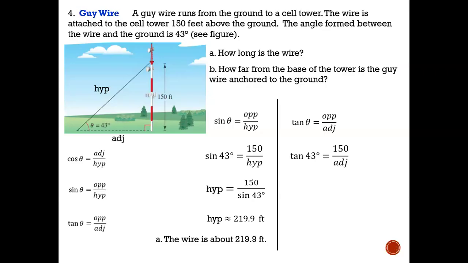So let me plug in what they had given me. And they gave me the angle 43 degrees. So that's tangent of 43 degrees is equal to the opposite side, which is 150 feet tall, divided by the adjacent. I want adjacent. So let me solve for adjacent, plug it into my calculator. And again, I'm roughly going to get a distance of 160.9 feet. So the answer for B is about 160.9 feet. Okay.